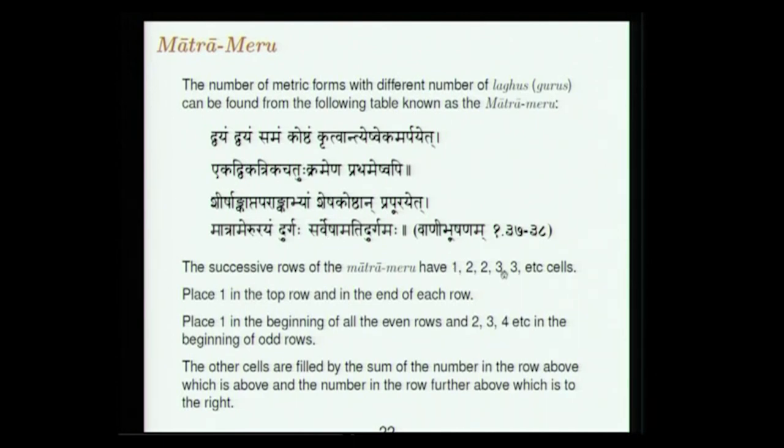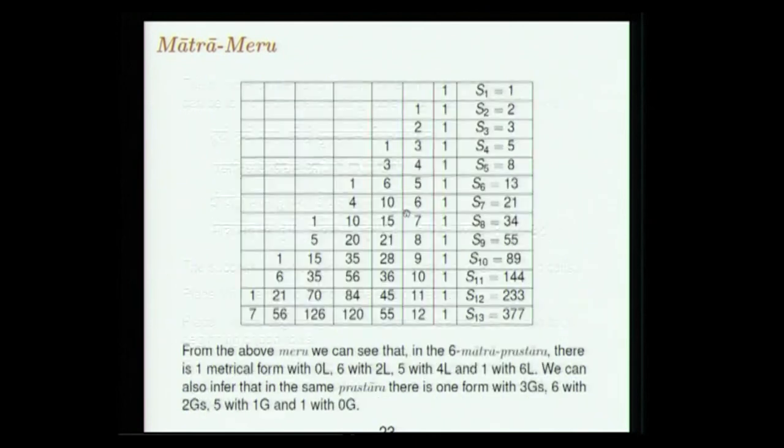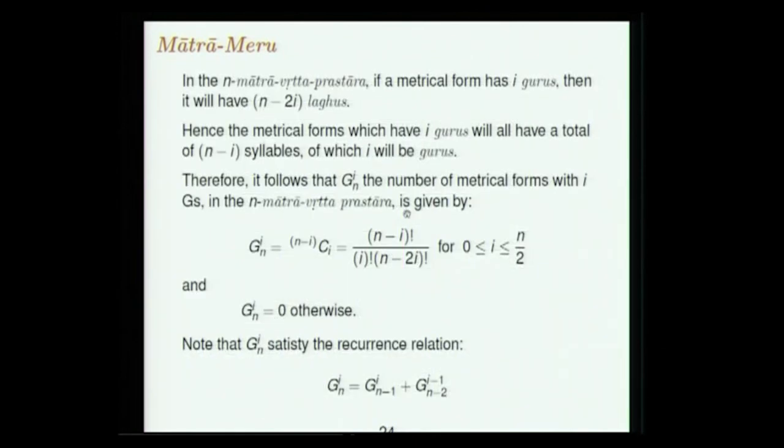So they have 1, 2, 2, 3, 3, etc. number of cells in each row. One on top of each row and at the end of each row. Put 2, 3, 4. And finally, Shirshankapta Parankabhyam Shesha Koshthan Prapurayet. That is how he is explaining to you the recurrence relation which we are now going to discuss.